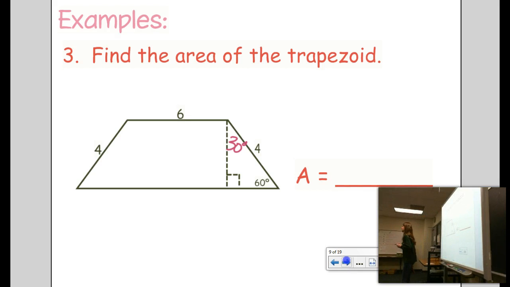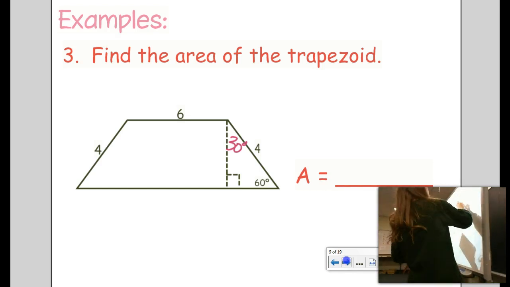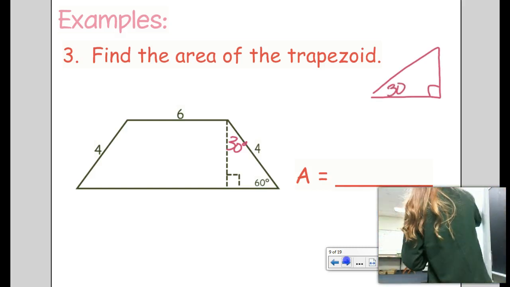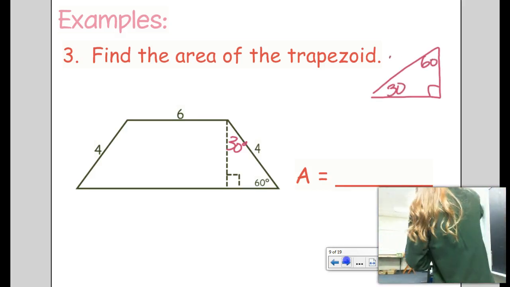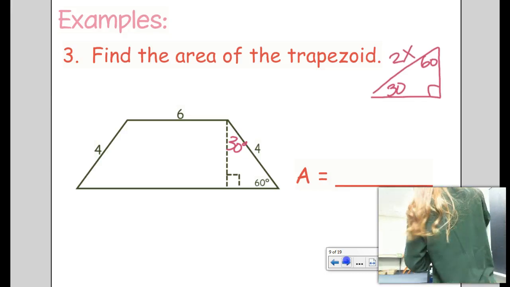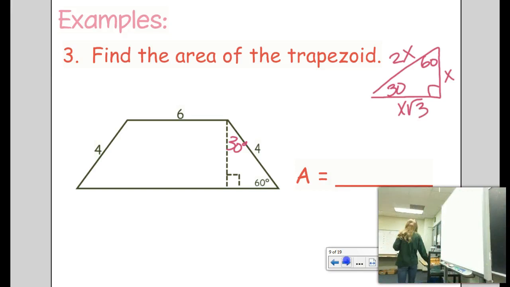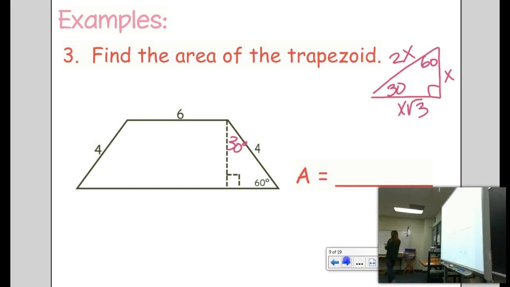Do you need a formula chart? Yeah, I actually do. Let me write what's on the formula chart on the board, since I didn't hand them out to you today. So 30, 60, 90. Here's what you would see on your formula chart. So we need to find the missing sides. Where does 2 go? Across from 30. Right here. That's where the 2 goes. So what's the height, Tori?